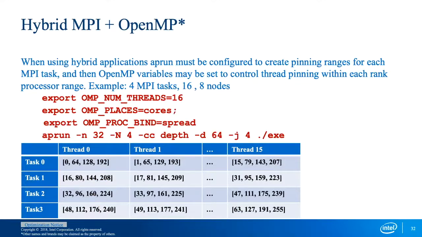So the way this has been set up is I'm going to use -cc depth with a -d of 64, and then I'm using -j4, so I'm using the 4 threads per core. And the only other thing I had to set up was my OMP places and OMP proc bind.